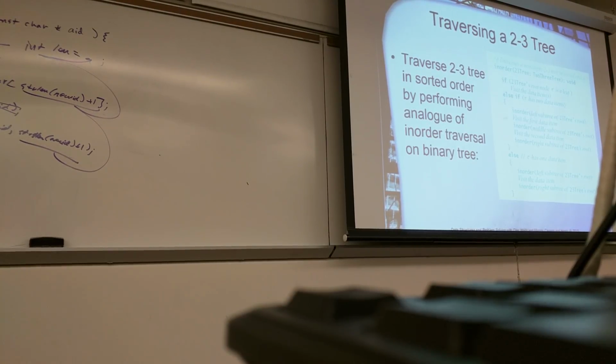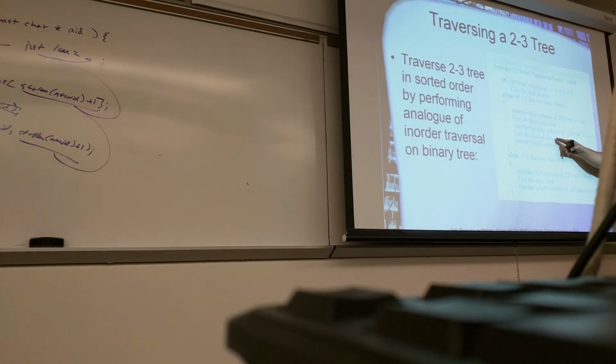If the root of the 2-3 tree I passed in has two data items, then what type of node am I if I have two data items? Three. A 3 node. Two data items, three children. So I do a recursive in-order traversal of the left subtree, then I visit my first data item, then I do the middle subtree, then I visit my second data item, then I do the third subtree. Make sense?